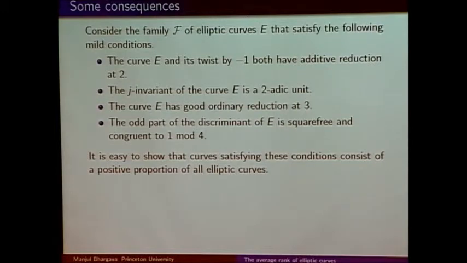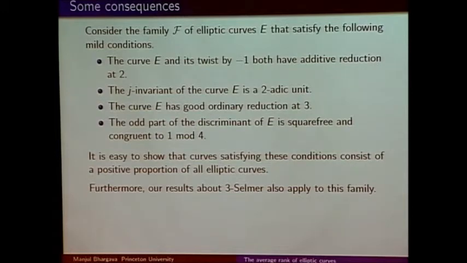Infinitely many, but one can show by a sieve method that these are a positive proportion of all elliptic curves. And moreover, the results about 3-Selmer also apply to this family, again by a sieve. You sieve down to just this set of elliptic curves. So in other words, the average size of 3-Selmer, even over this family, is 4.